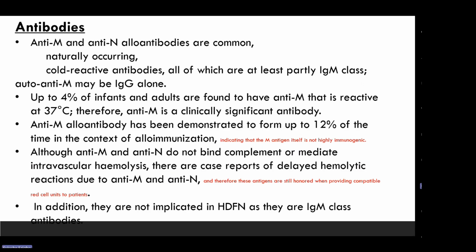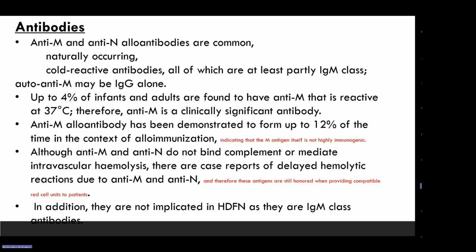What about the antibodies that are associated with this blood group system? We have the anti-M and anti-N alloantibodies that are common. They are naturally occurring. So if they are naturally occurring, what can they do? They are cold-reactive antibodies, all of which are at least partially IgM class. Auto anti-M may be IgG alone. Up to 4% of infants and adults are found to have anti-M that is reactive at 37. Therefore, anti-M is a clinically significant antibody because they've identified some persons that have IgM that are reacting at 37. IgM alloantibodies have been demonstrated to form up to 12% of the time in the context of alloimmunization.